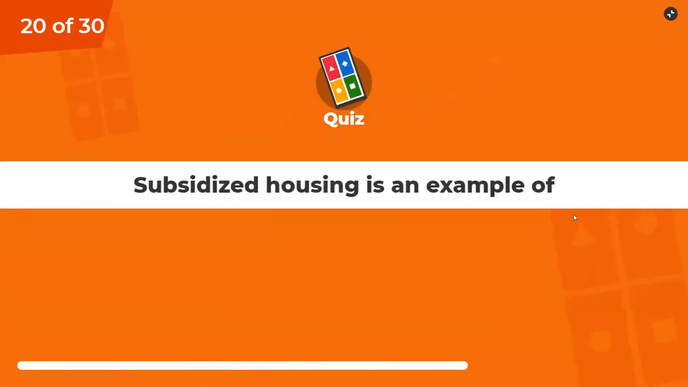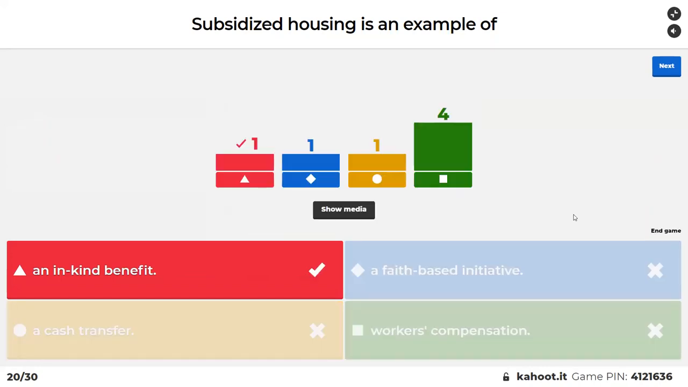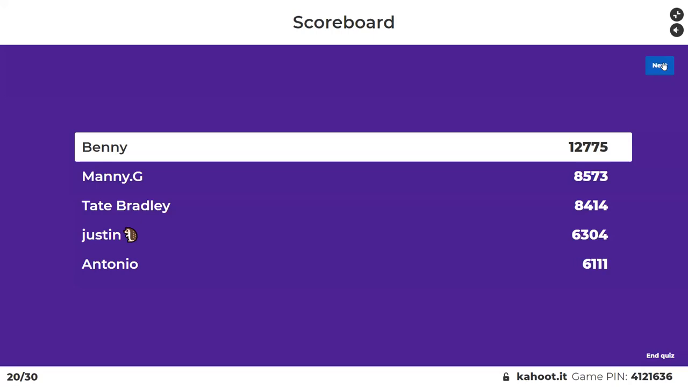All right, subsidized housing would be an example of what type of tax-supported safety net program. In-kind benefit. So there's two types of programs in the welfare system. Cash transfer, which is direct payments, and an in-kind benefit. Subsidized housing basically means that you get a certificate and you're able to rent something at lower than what it would normally cost you.